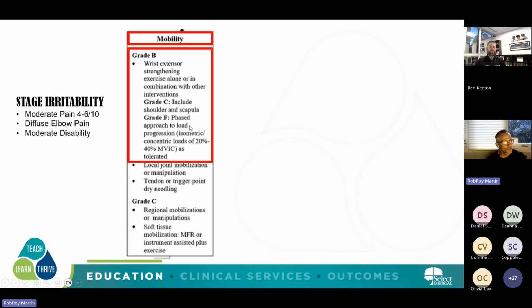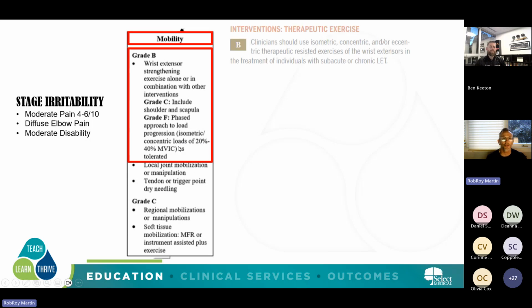And then we talk about dosing these. We're talking about isometric loads or something that is fairly low level, so as not to aggravate our patients. So again, this comes with the B level recommendation for whether isometric, concentric, or eccentric exercises. The key here is that we're not aggravating our patients.